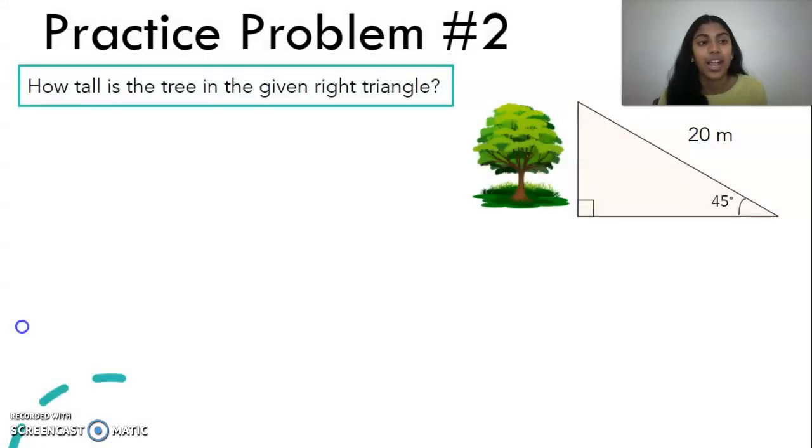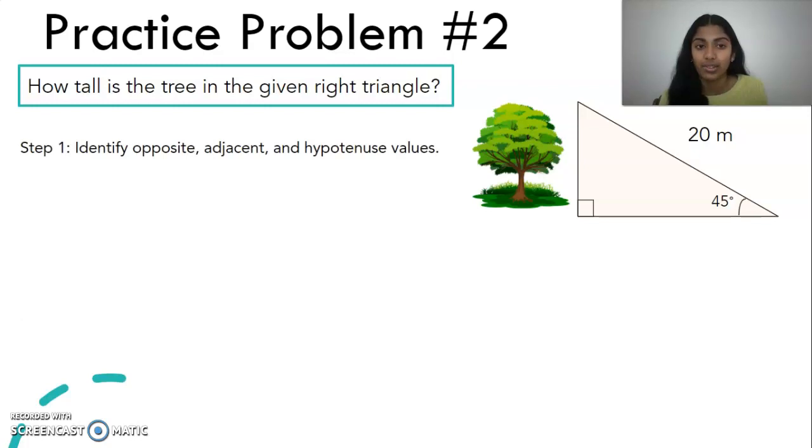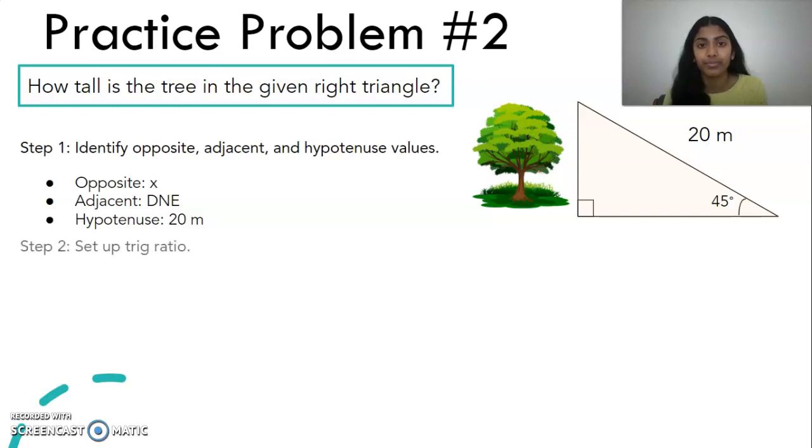Problem number 2. How tall is the tree in the given right triangle? Notice that the tree is our opposite value. It is opposite the 45-degree angle. So to start off this problem, let's identify our values. Since we know the tree is our opposite value, we can call it x, the height of the tree. Our adjacent value does not exist, and that's completely fine. And we are given our hypotenuse value, which is 20 meters.